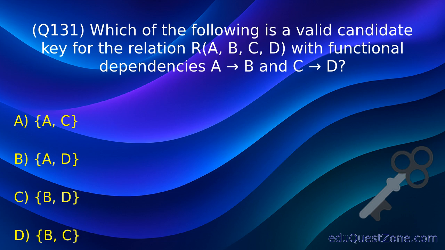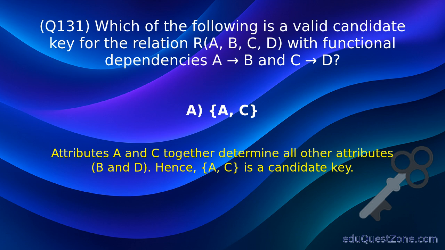Question number 131. Which of the following is a valid candidate key for the relation R of attributes A, B, C, D with functional dependencies A determines B and C determines D? Option A and C. A and C together determine all other attributes, so AC is a candidate key.